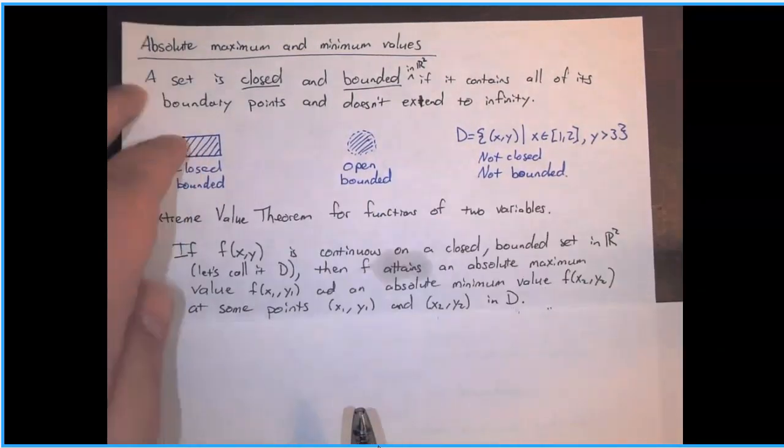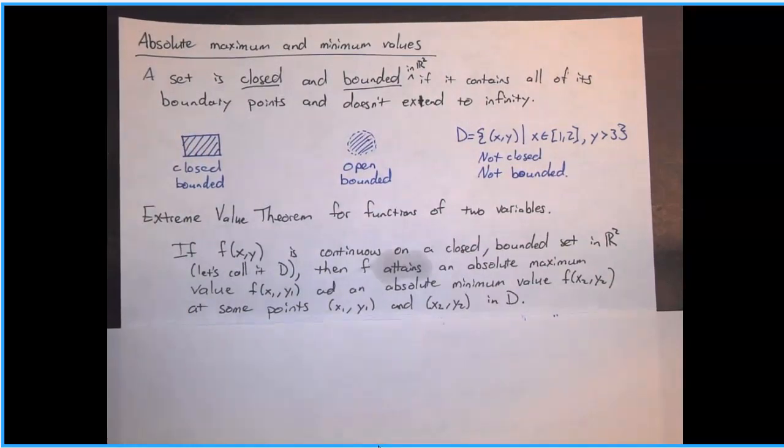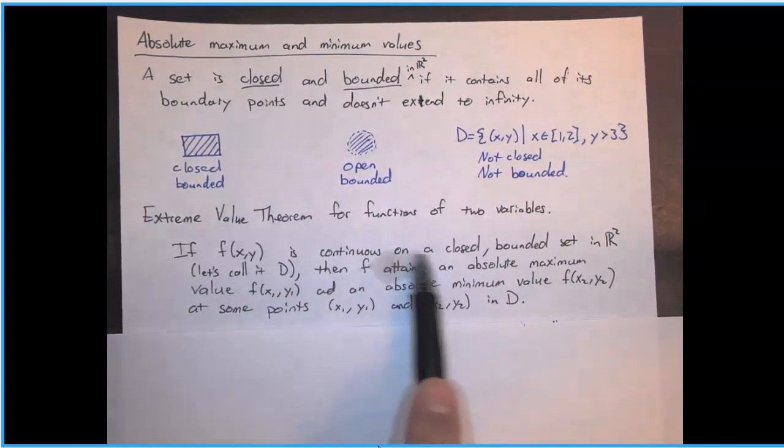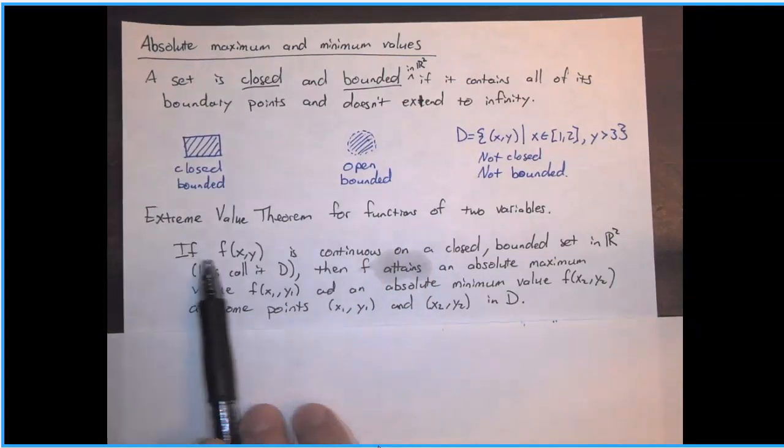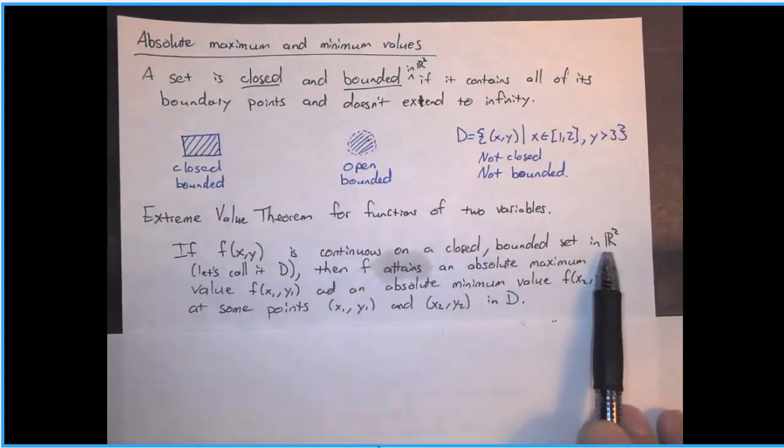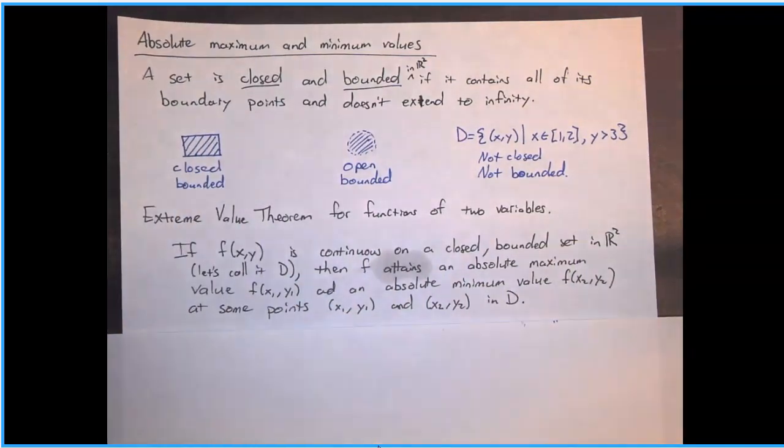Now, we have this extreme value theorem, and sorry, I think I spilled some water on my notes. For functions of two variables, you need a function to be continuous on a closed bounded set, so something like this. And let's call that set D. We're guaranteed that f attains an absolute max and an absolute min somewhere in D. So we need f to be continuous, and we need the set to be closed and bounded.